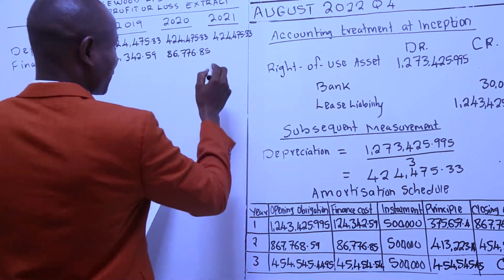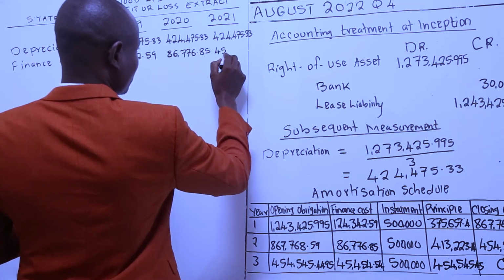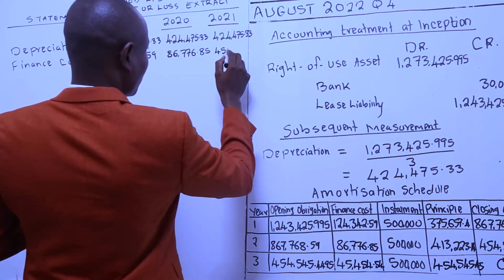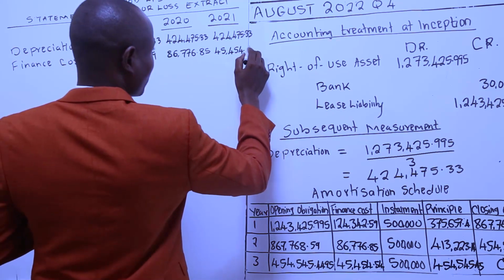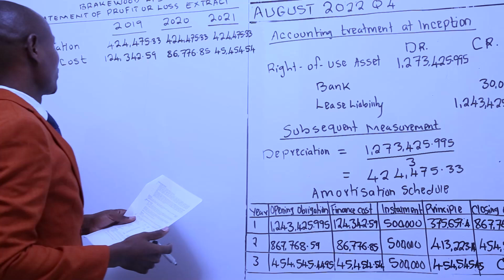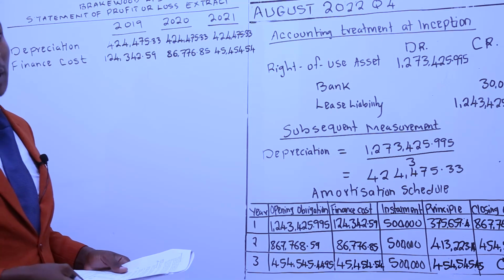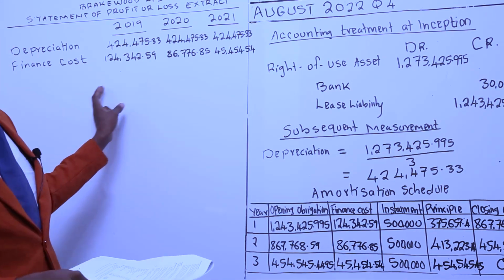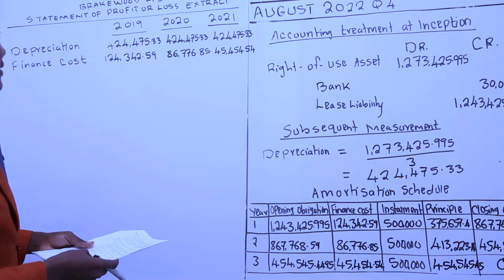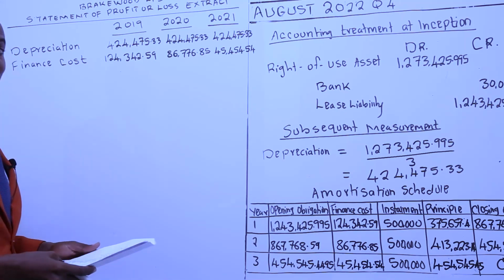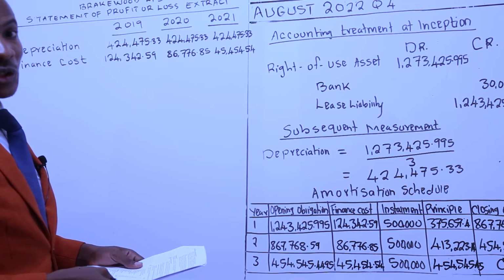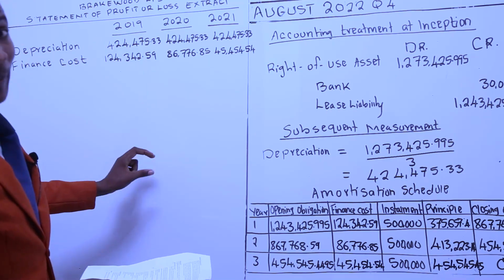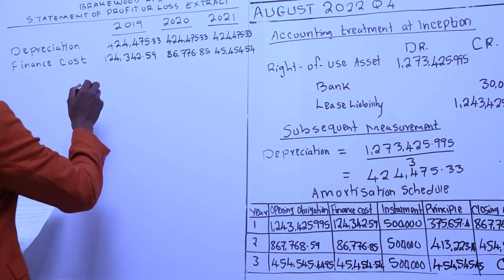The last one is 454.54. So that will be what will be presented to the statement of profit or loss for those specific years. Since it's an extract, there will really be no need of summing them up, but if a summation is required, then you just sum them up and get the totals.